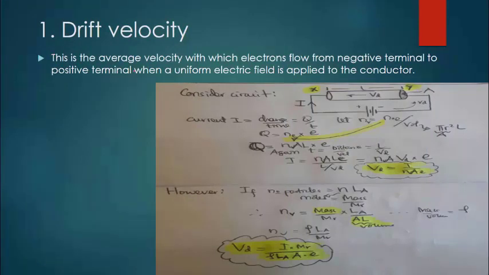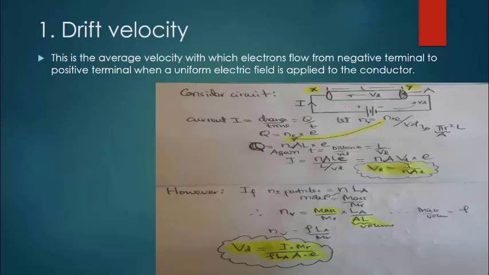Drift velocity is the average velocity with which electrons flow from the negative terminal to the positive terminal when a uniform electric field is applied to the conductor. As I said, initially the electrons have random motion, so there is a need of a field to make them move in a uniform velocity. In that state they start drifting towards the positive terminal due to the field set. That's when we call that velocity drift velocity.